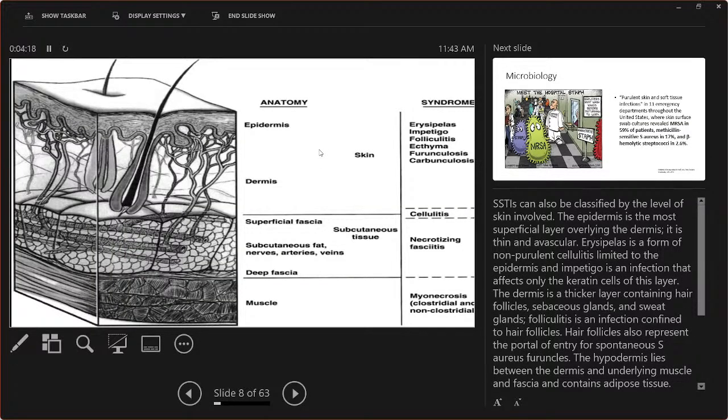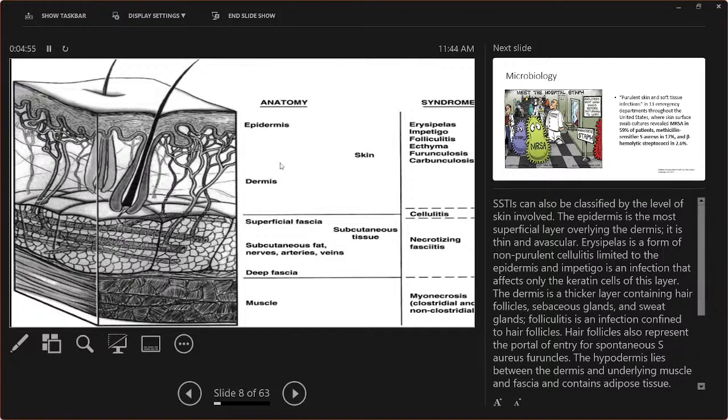Here is an image of the skin and soft tissue. I'll be comparing the anatomy with the common infections. So the first layer is the epidermis. The epidermis is a thin and avascular layer. The most common infections in this layer are erysipelas and impetigo. This is the epidermis, which is thin and avascular.